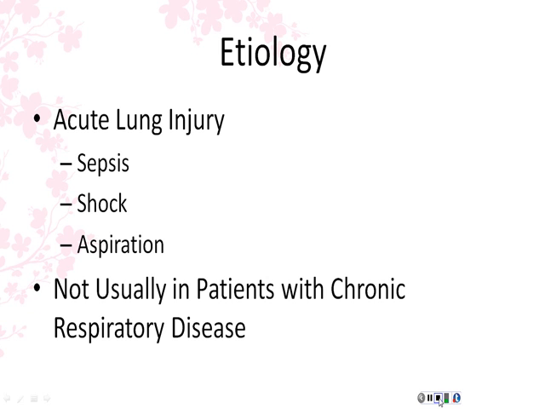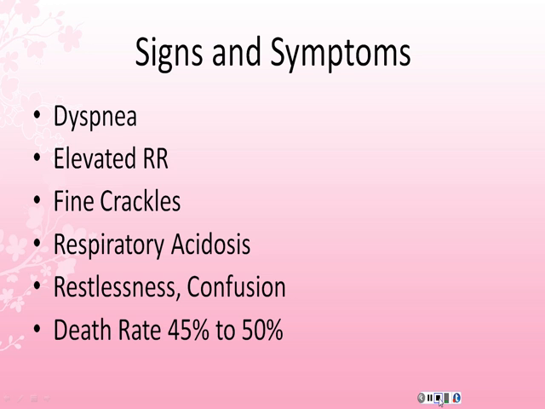ARDS occurs, again, with an acute lung injury, such as sepsis or shock or aspiration. It's not usually in patients that have chronic respiratory diseases, but usually affects patients without a previous history of lung disease. Signs and symptoms: dyspnea, elevated respiratory rates, fine crackles, respiratory acidosis, restlessness, and confusion. It's a very high death rate. About 45 to 50% of patients that get it will die. But the good news is that those who do survive tend to recover completely from the problem.